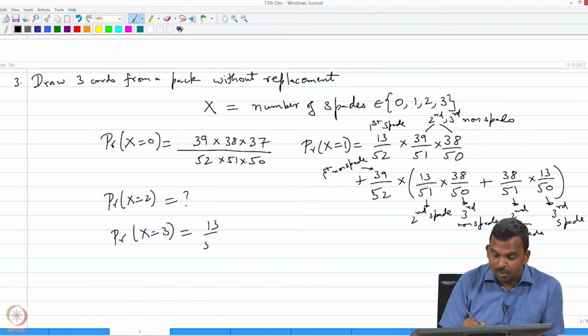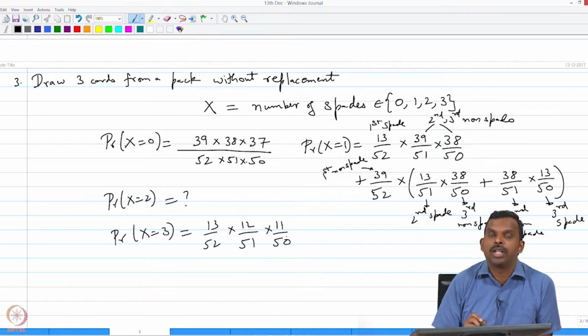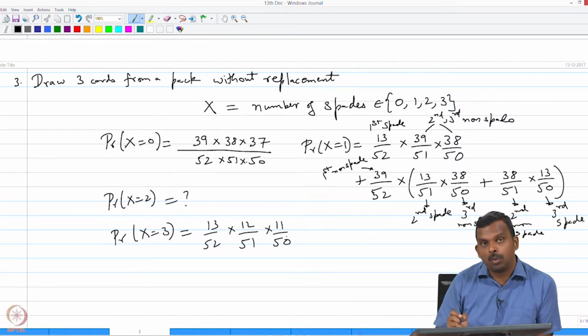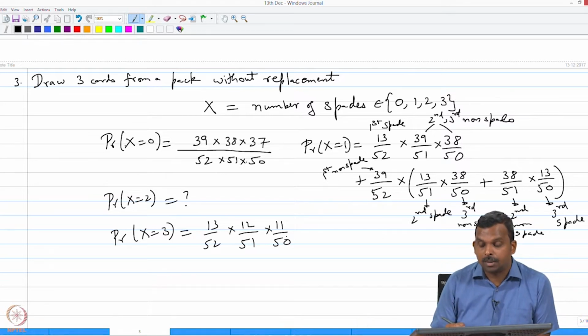So, the first one has to be a spade, the next one has to be a spade, the third one also has to be a spade. Okay. There are 13 spades to start with out of 52. Once you have taken a spade out, there are only 12 spades left. So, 12 out of 51 remaining cards, and then there are 11 spades left, 11 out of 50 remaining cards, that is the probability.